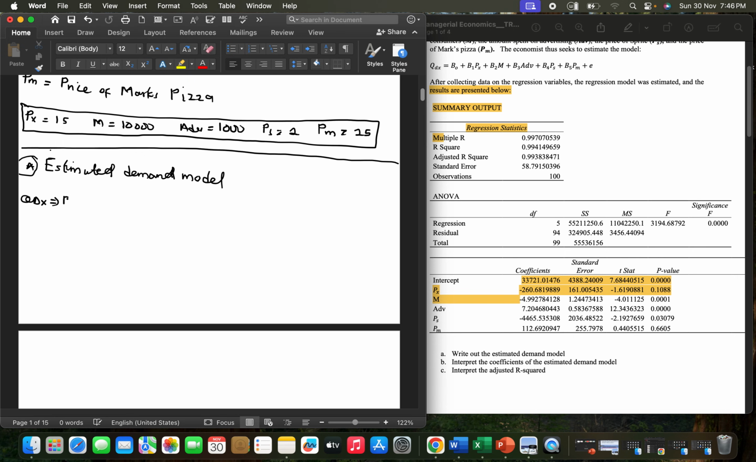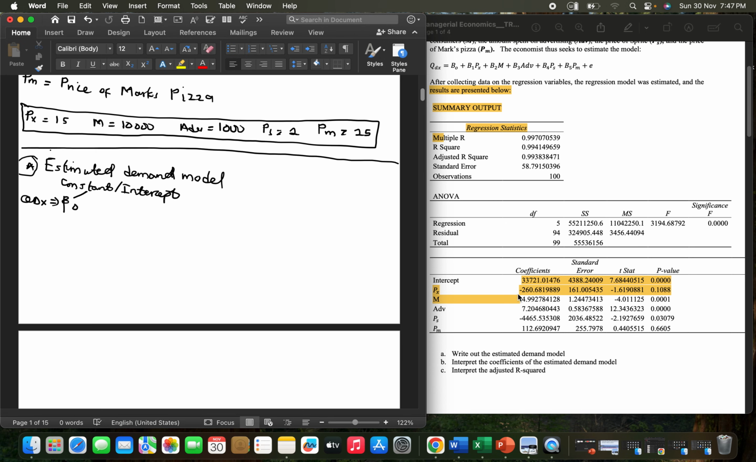Now we always start with a beta naught. In the question, they wouldn't state beta naught, but you will see constant or intercept. Once you see constant or intercept, it's the same as beta naught. It means where we see beta naught, we will fix the constant or intercept with its value. So there's no beta naught in the question, but they've written intercept. I told you it's intercept or constant. So where I see beta naught, I'll fix 33721.01476.